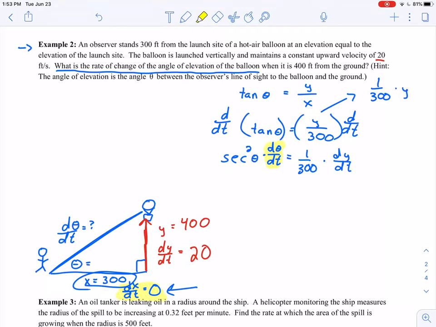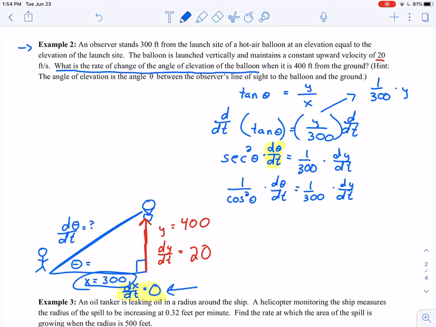I'm going to rewrite secant squared theta. I don't really prefer to use secant squared theta. I'm going to write this as 1 over cosine squared theta times d theta over dt is equal to 1 over 300 times dy over dt. I'm not going to plug anything in quite yet here. I'm just going to try and solve for d theta over dt.